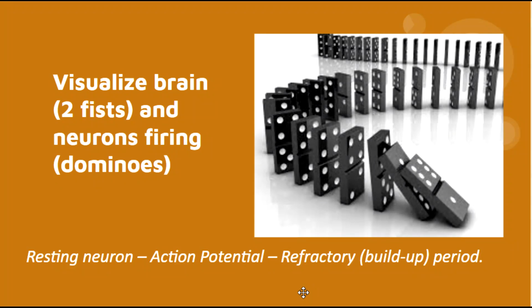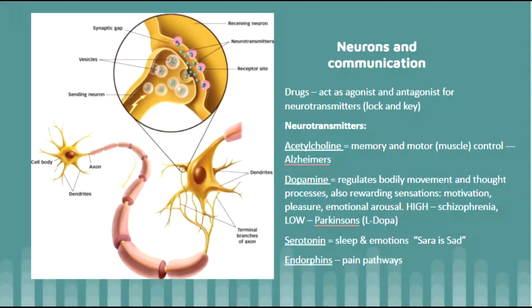So I use the domino analogy to show how when the dominoes are all set up, that is the action potential when it's ready to go. And then that's resting, and when it's ready to go, that's action potential, and then the building back up, putting all those dominoes back up, is the refractory period. So you can't fire when you're building up all the dominoes, right? So neurons have to have a time in between to recharge, right?